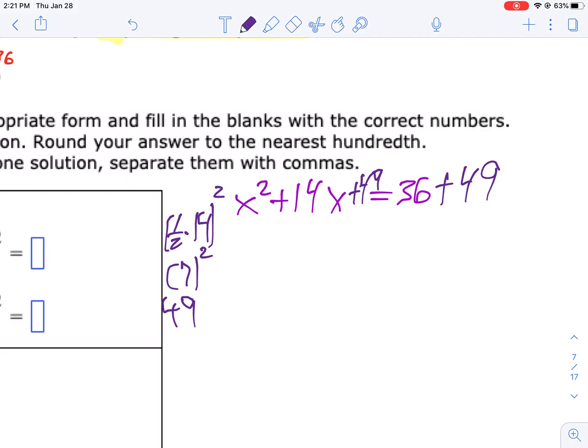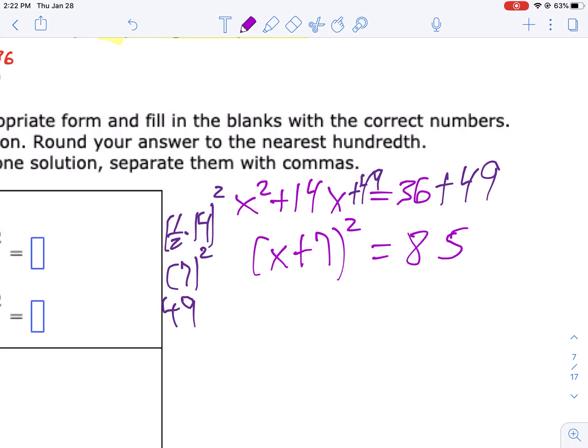Now we're going to factor the left side. I wanted it to be a perfect square, so I made it a perfect square by including that 49. So the square root of x squared is x. We get the plus sign from the middle, or we just look at our work here. And notice the square root of 49 is 7, so x plus 7, the quantity squared. On the right we're going to add 36 and 49. Let me see, 9 plus 6 is 15, so we get 85.